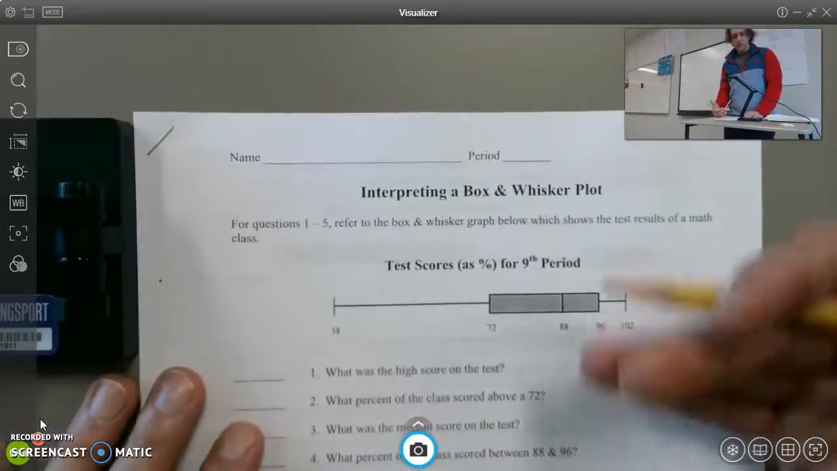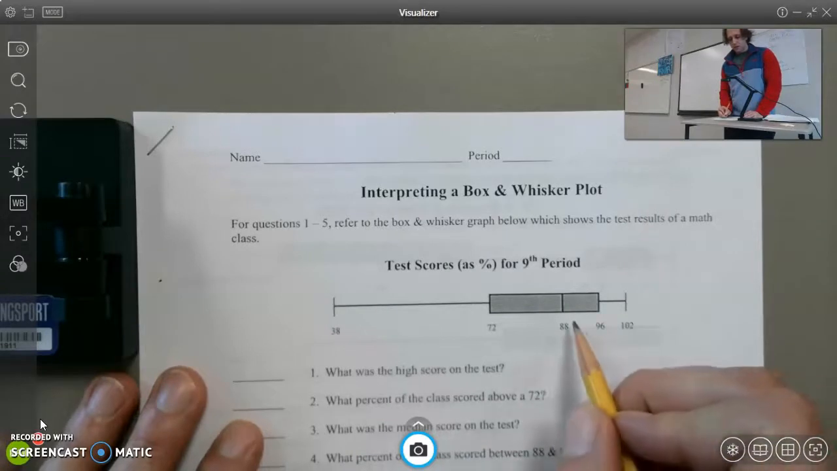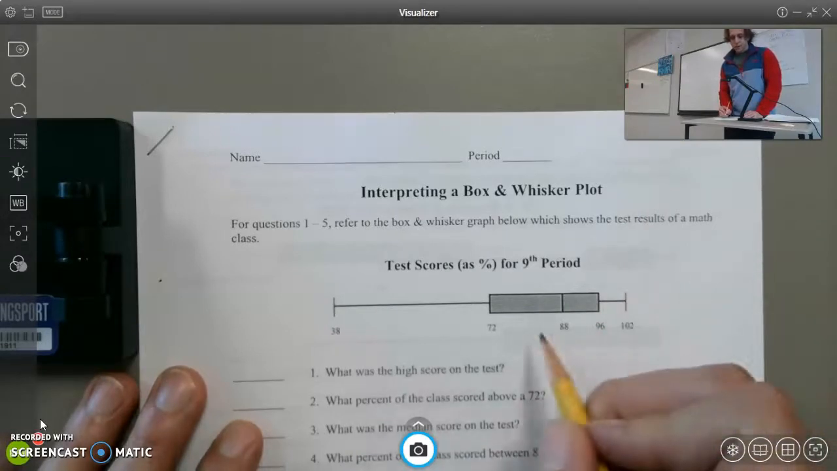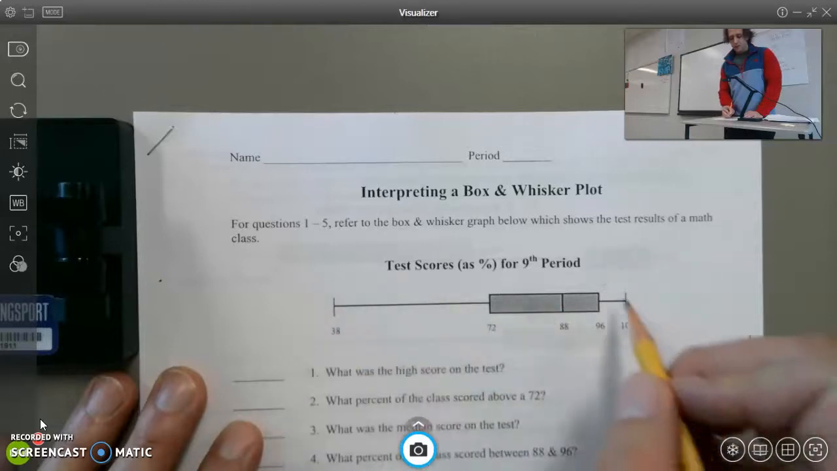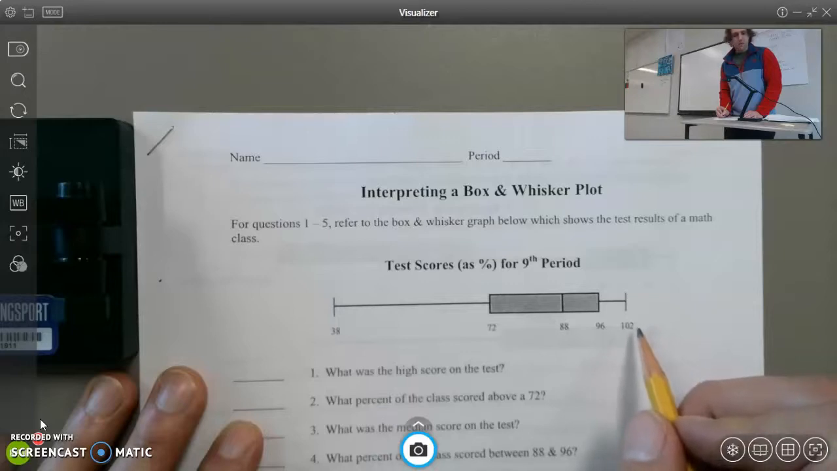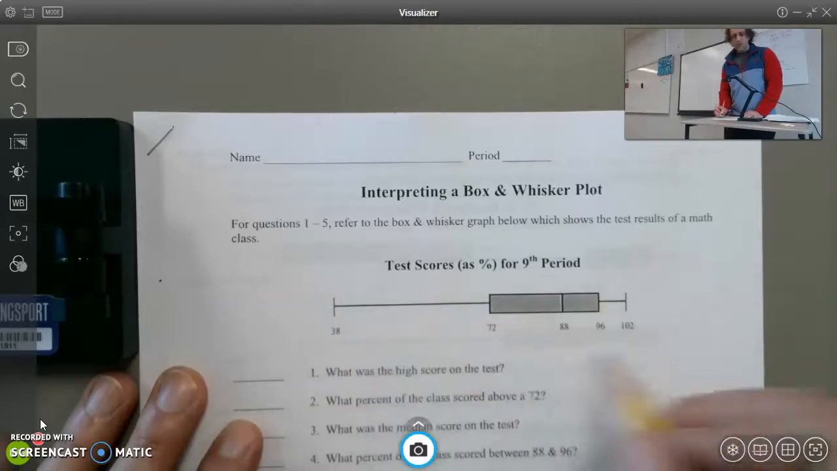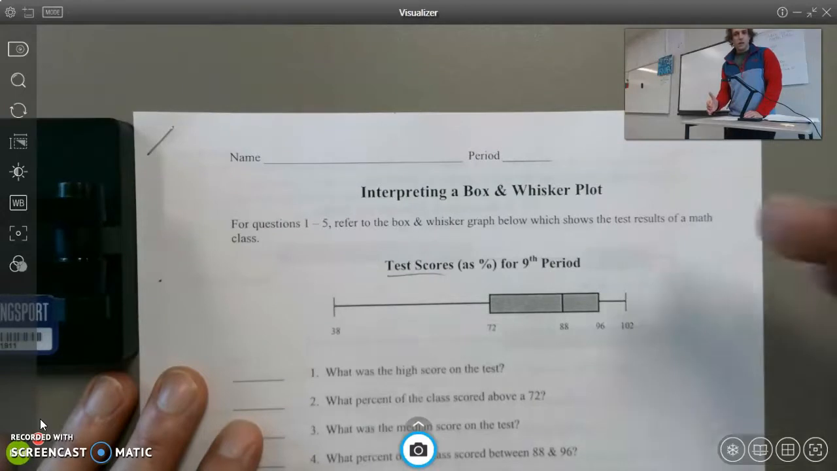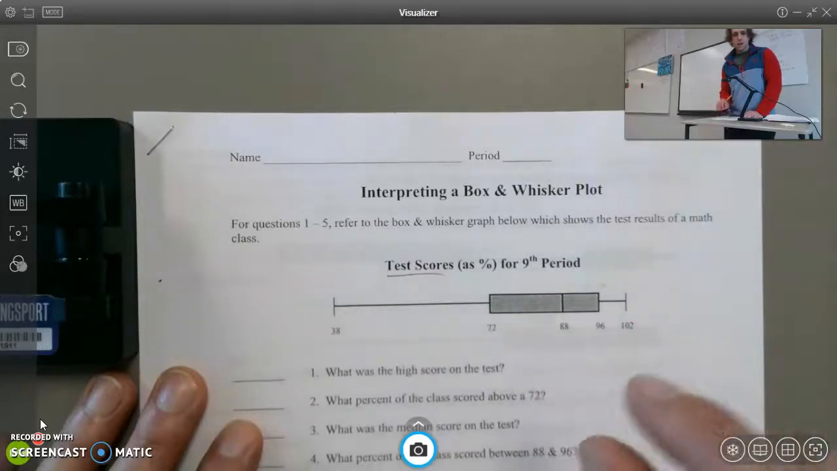So anytime we see a box and whisker plot, we need to just kind of generally talk about the structure here. I cannot tell from this box and whisker plot how many pieces of data there are. I don't know if there were 100 tests, 20 tests, 30 tests. I have no idea how many tests we're taking. I don't know the average of the tests.